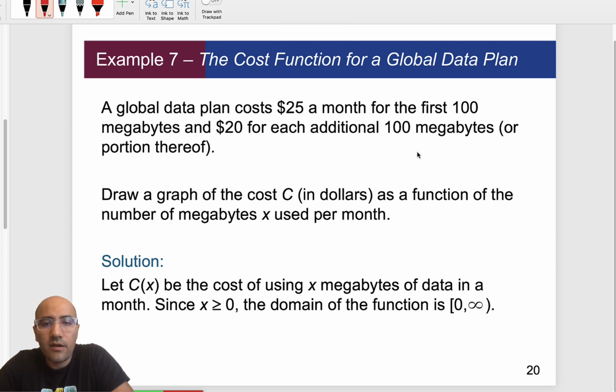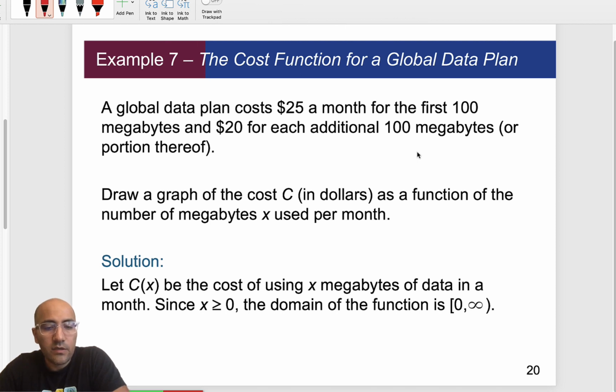A global data plan costs $25 a month for the first 100 megabytes and $20 for each additional 100 megabytes or a portion thereof. Okay, so draw a graph of costs C in dollars as a function of the number of megabytes x used per month. So let C of x be the cost of using x megabytes of data in a month.